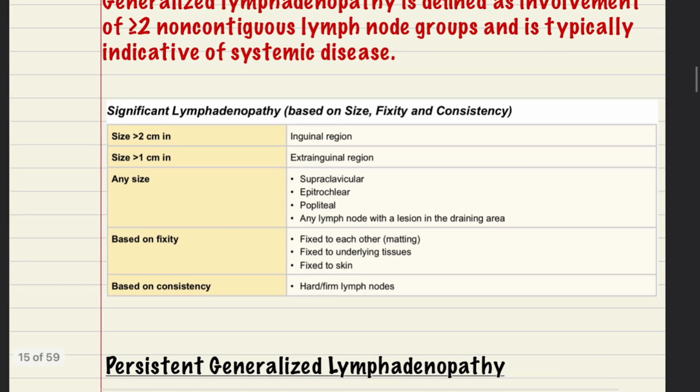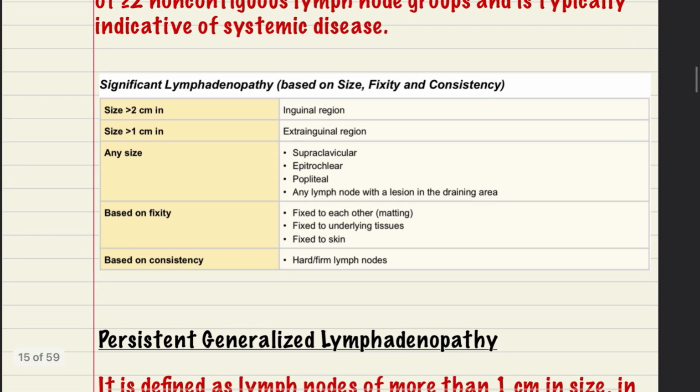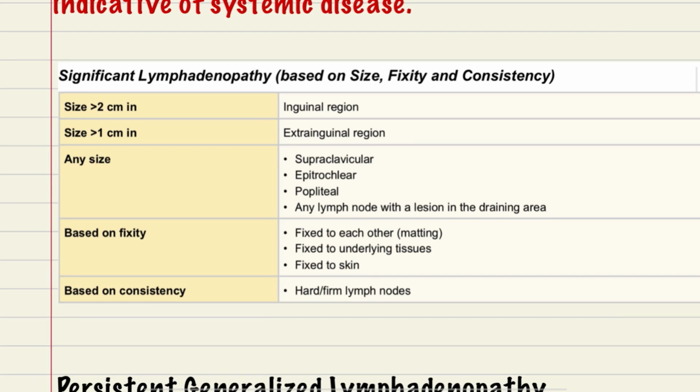Now what is significant lymphadenopathy? We say significant lymphadenopathy on the basis of size, fixity and consistency. Specifically for the inguinal lymph nodes, if the size of the lymph node is more than 2 cm, it is significant. So this is only for the inguinal region.